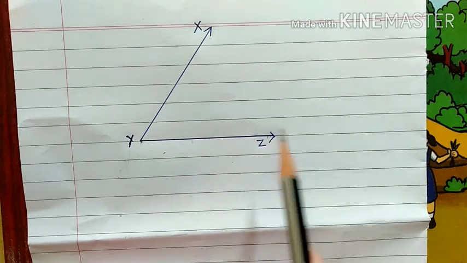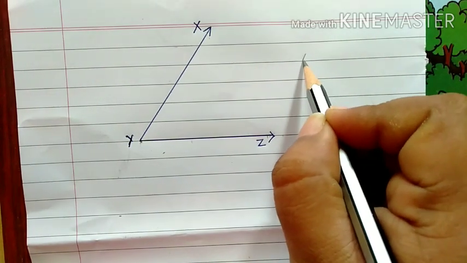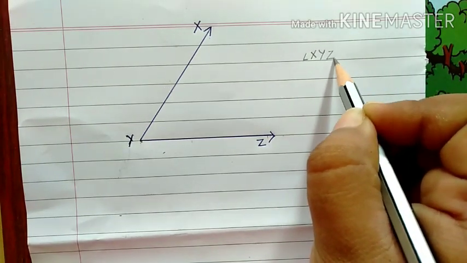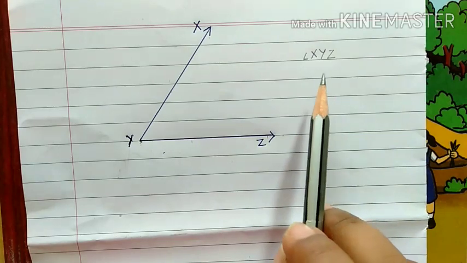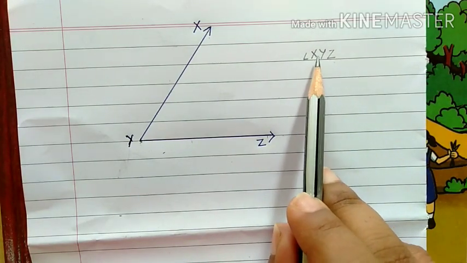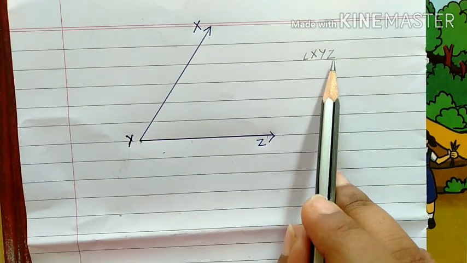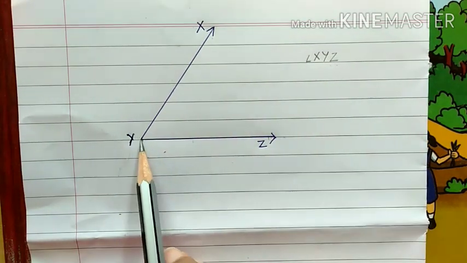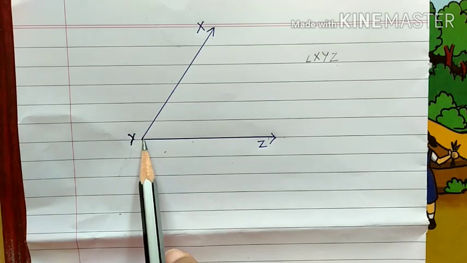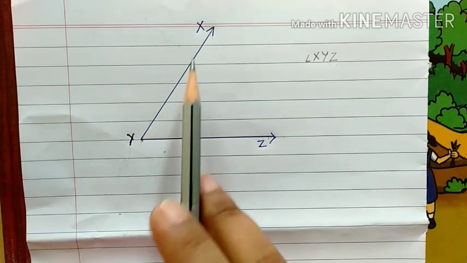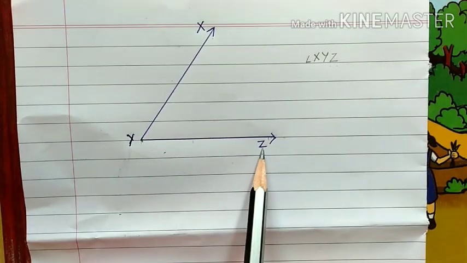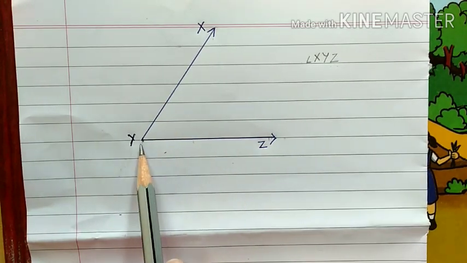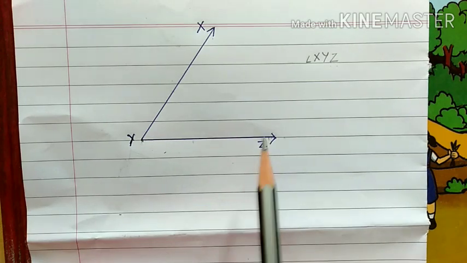How to write the name of the angle? Give a small sign of an angle and then write XYZ. When we are writing the name of the angle, we don't have to give a comma in between. Angle XYZ, vertex Y. Through the vertex, rays YX and YZ pass. Two arms of the angle, ray YX and ray YZ.